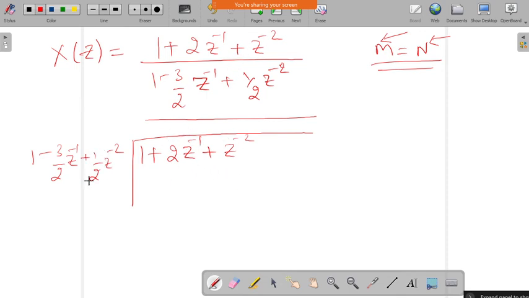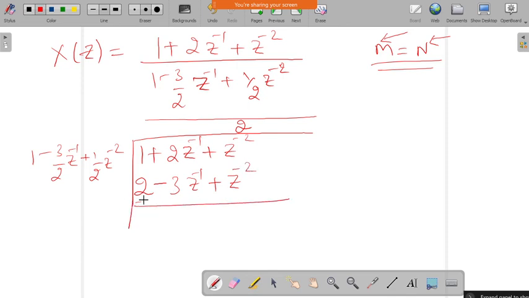Now we can see here half power z power minus 2 is there, and here z power minus 2 is there. So what is the factor? You need to take the factor, which is 2. Now if I take that factor and multiply, you will get the resultant: 2 into 1 is 2, then minus 2 into 3 by 2 gives 3 z inverse, plus 2 into half z power minus 2 gives z power minus 2.